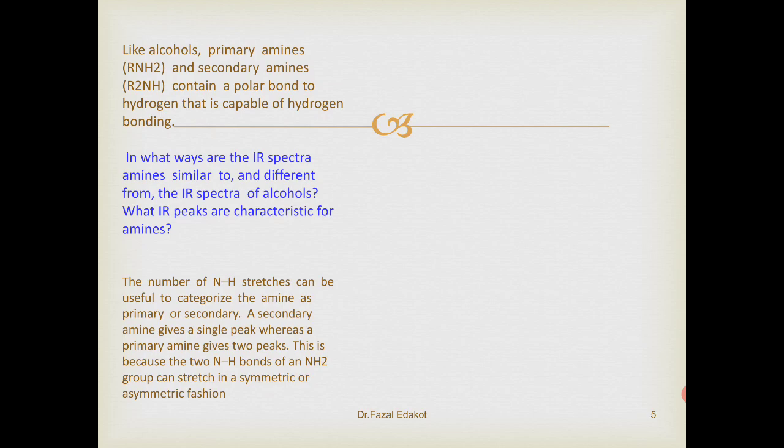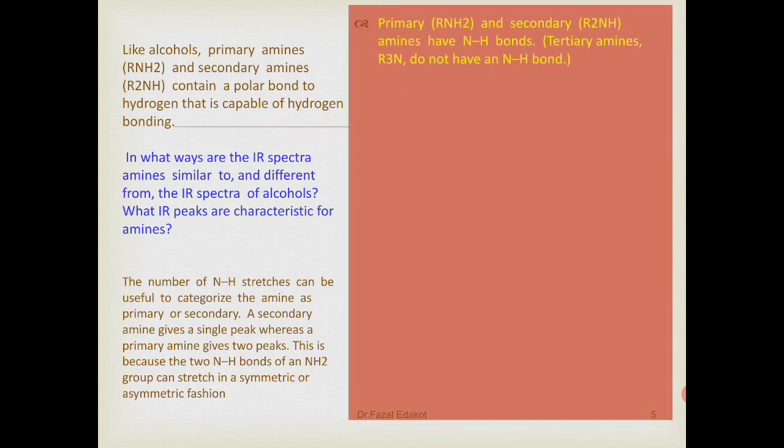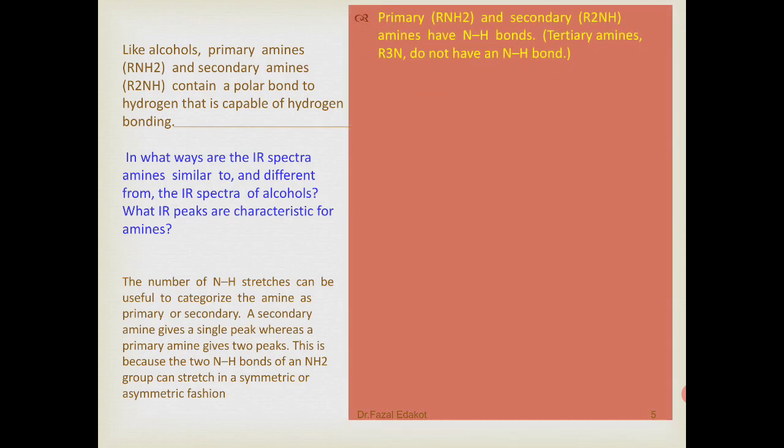The number of NH stretches can be useful to categorize the amine as primary or secondary. A secondary amine gives a single peak, whereas a primary amine gives two peaks. This is because the two NH bonds of the NH2 group can stretch in symmetric or asymmetric fashion. Hope you are aware of the theory part. And when we speak about the spectra, primary NH2 and secondary R2NH amines have an NH bond. Tertiary amines do not have NH bonds.